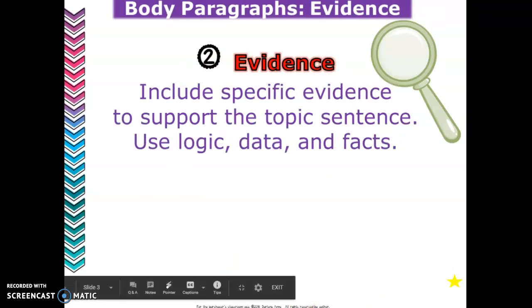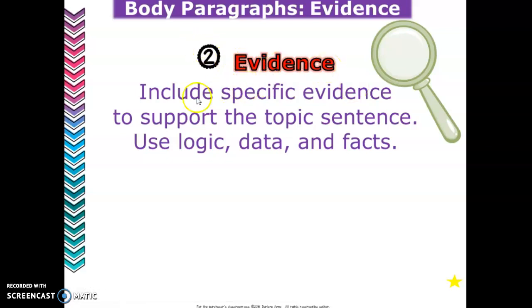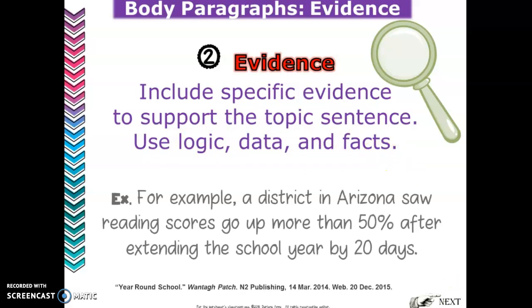Now, the next thing you want to make sure you include in each of these paragraphs is your evidence. Make sure you include specific evidence to support the topic sentence. Use logic, data, and facts. Remember to make sure that you are including facts. This is not where you offer your opinions in this type of essay. You want to make sure that you are quoting data and facts.